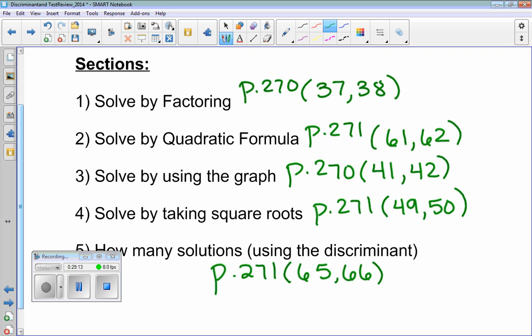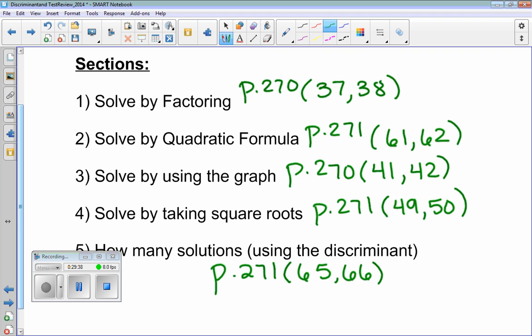We've done all of it. Quadratic formula we reviewed again today. We looked at how many solutions using the discriminant today. We've done factoring over and over and over again. We've talked about using the graph, how to find the solutions from that as well. Do you remember how to do it on the calculator? No. Let's go over that one more time.